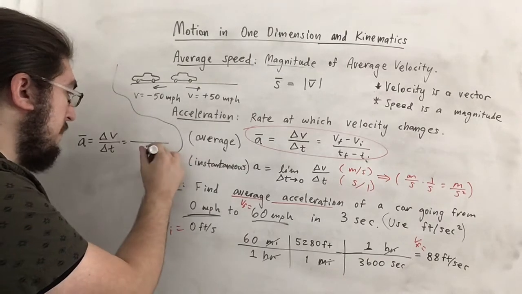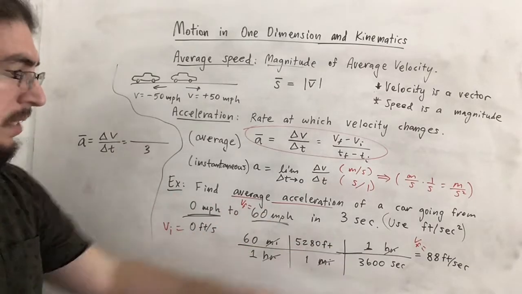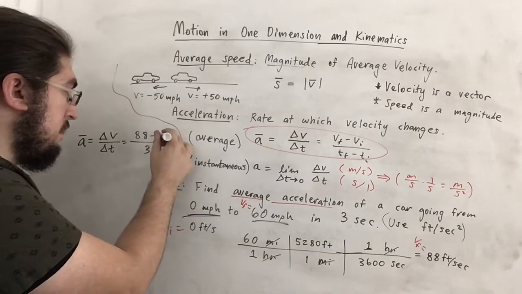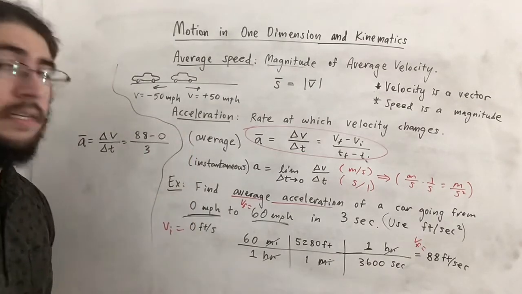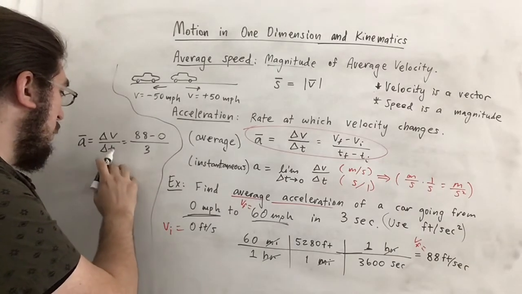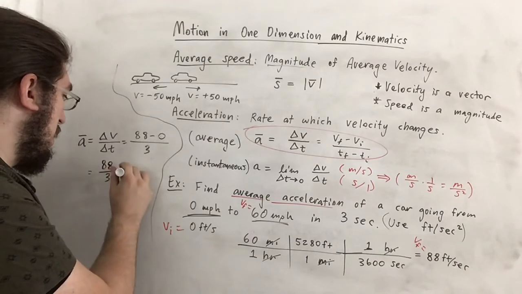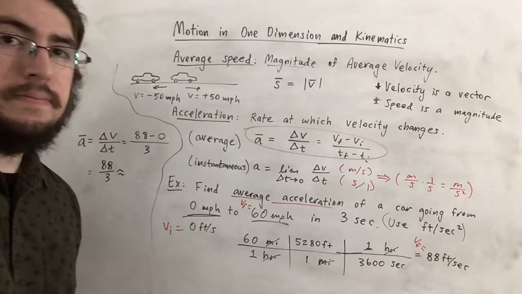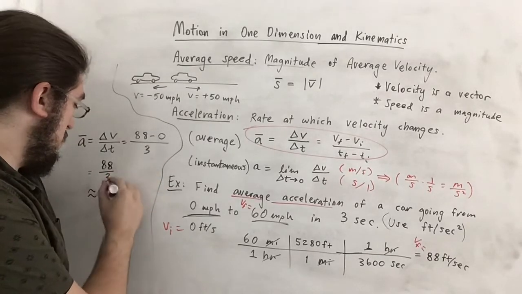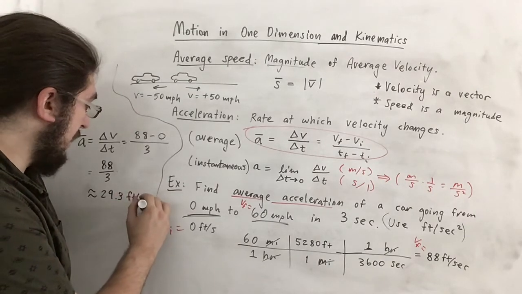So I'll just write 3. Now the change of velocity is going to be the final velocity, which is 88, minus the initial velocity, which is of course 0. Great. So now in total we have 88 divided by 3, which we can just use our calculator, of course. And we'll get approximately, let's see. So I got 29.3, let me write it down here. 29.3, now it's going to be feet per second squared.